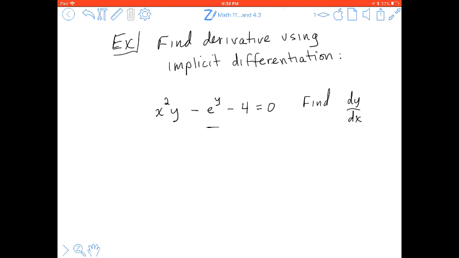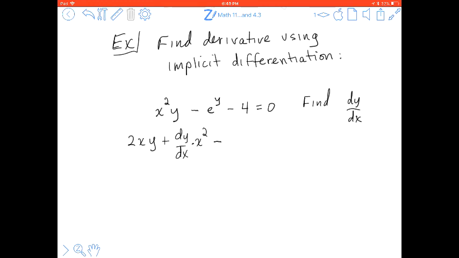So we're just going to go one term at a time and take the derivative. This one is going to not only require implicit differentiation because of the y, but it's also a product rule. It's x squared times y. So we're going to have to do our product rule, which is the derivative of the first function times the second function plus the derivative of the second function. The derivative of y with respect to x is just dy dx times the first function, so that's the product rule.